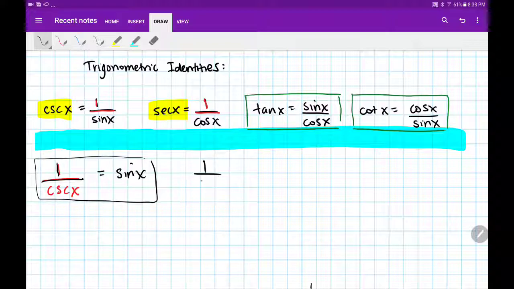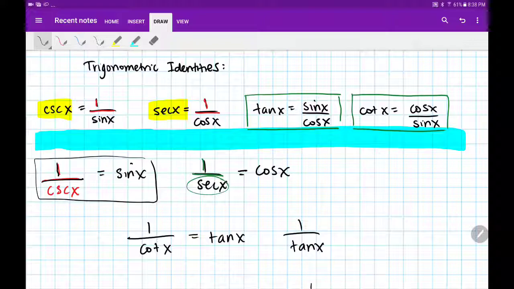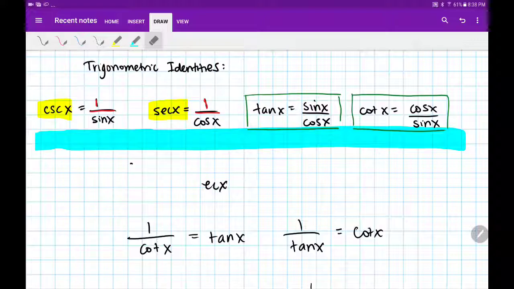So for example, if I had 1 over secant x, what would that be? This means the reciprocal of secant. Well, the reciprocal of secant equals cosine x. Similarly, if I had 1 over cotangent x, that means the reciprocal of cotangent, so that's the same as tangent. And so on. I could do one last example. 1 over tangent means the reciprocal of tangent, so that would be cotangent. So please get used to seeing these in all their forms. We are now going to jump into our problems.